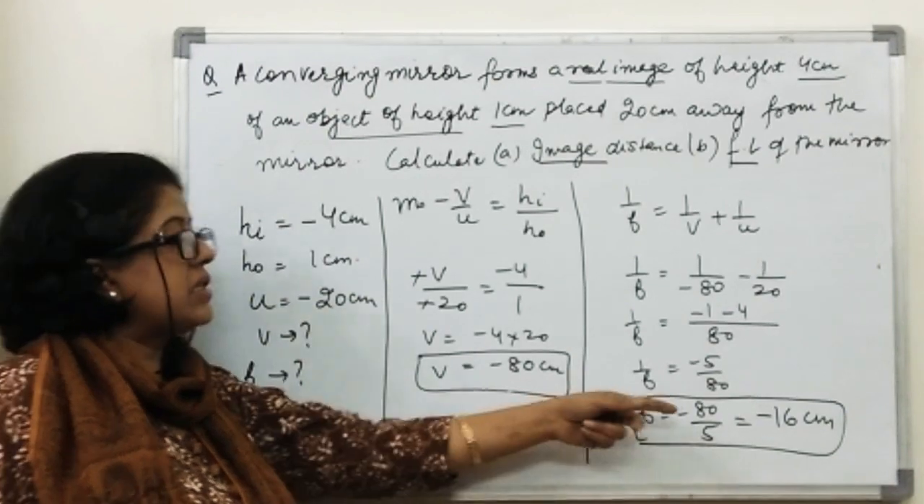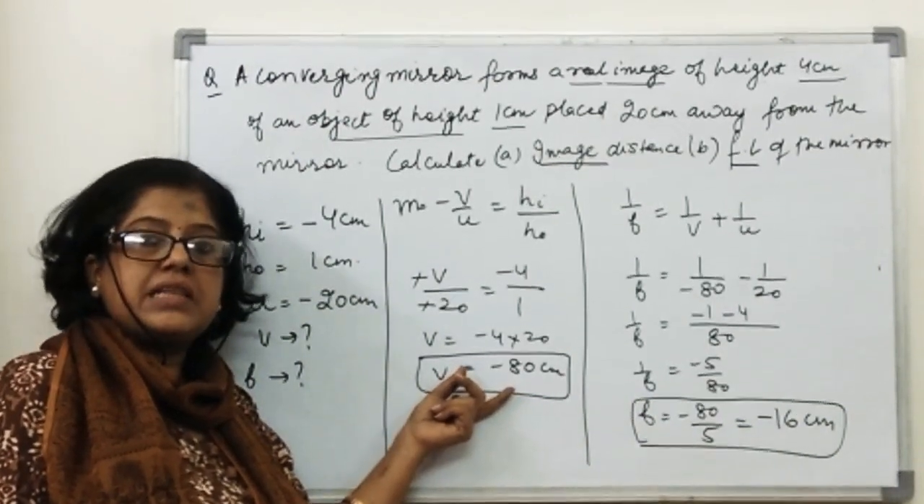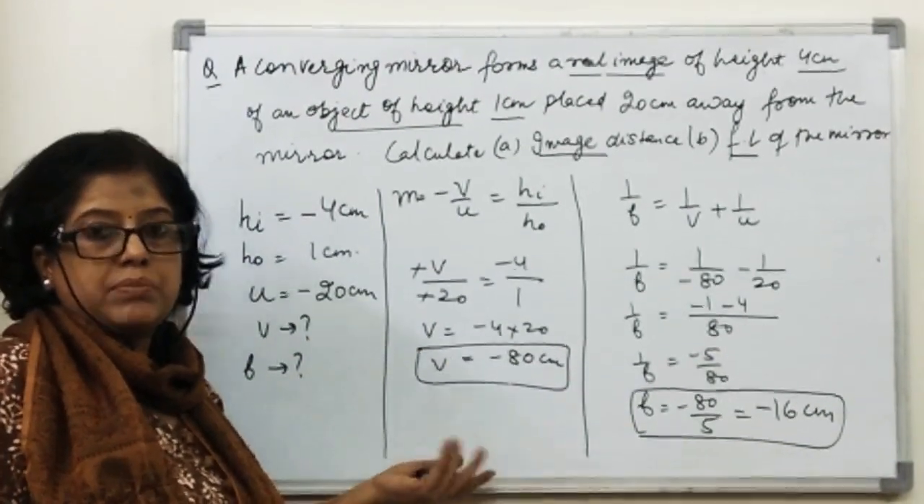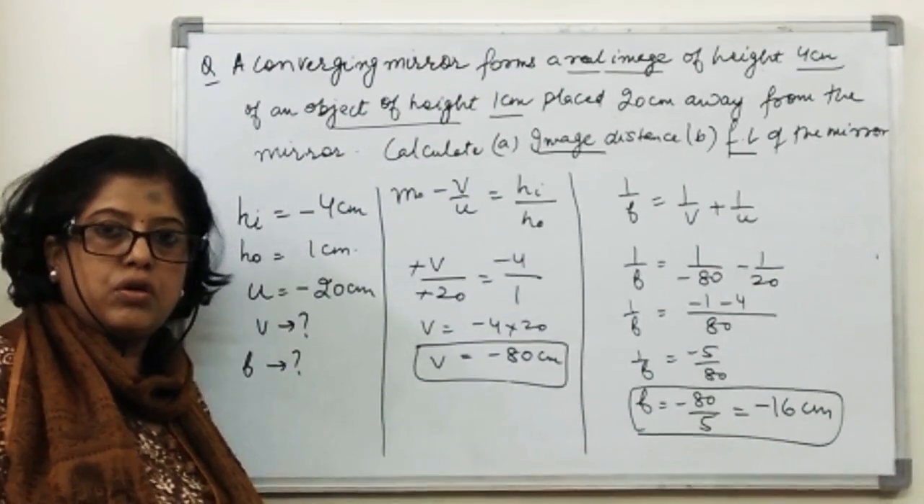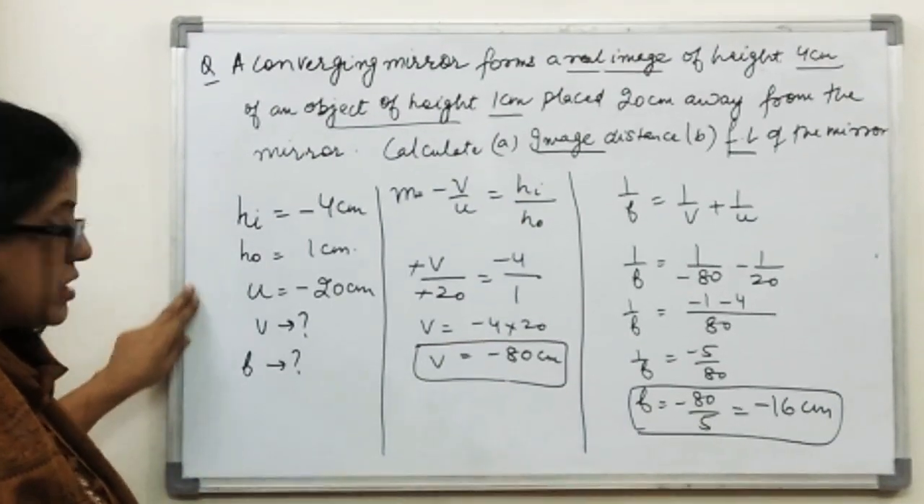What will be c? If f is 16, c will be at 32. And obviously v is minus 80. That means image is beyond c. So that means we have verified our answer to some extent. So this is how we have to solve. The first step, very important. This is a very important step.